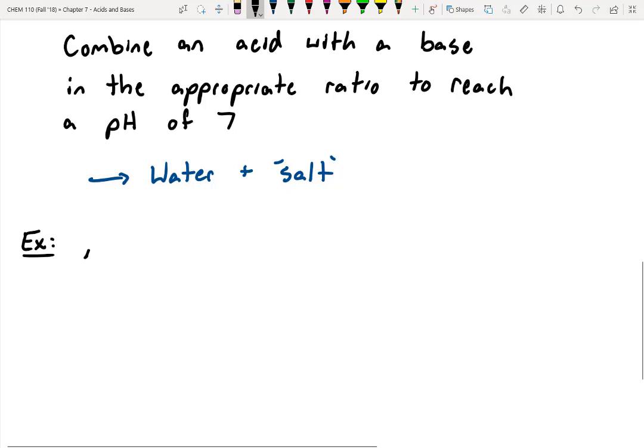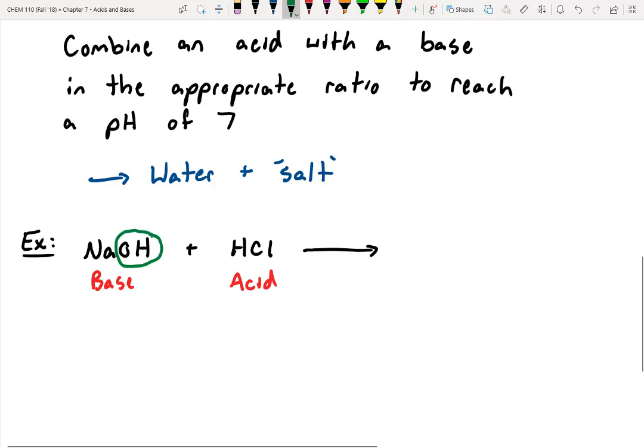Let's say I've got sodium hydroxide and hydrochloric acid. If we mix these two together, we know that sodium hydroxide's a base, HCl is an acid. What we're going to do is take the hydroxide from the base and the proton from the acid, and we're going to make water out of it.